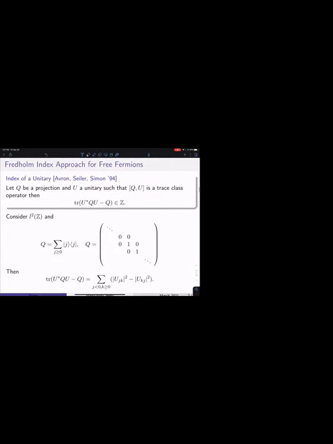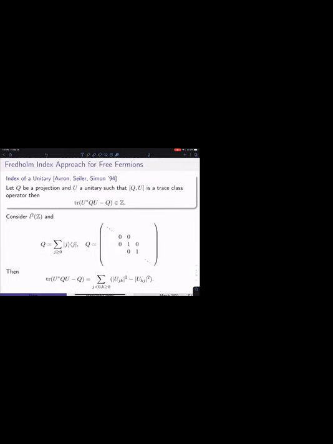Of course, if, let me write it somewhere here, if rank Q is finite, then this trace of U star QU minus Q is equal to rank of U star QU minus rank of Q, and that is just equal to zero. So for finite rank projections, it's not very interesting. It's just zero. It's okay, it's an integer, but it's not a very interesting integer. It's an interesting integer only if Q is infinite dimensional.